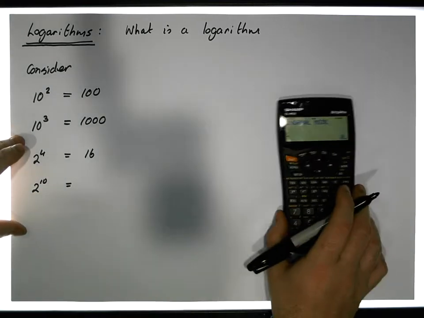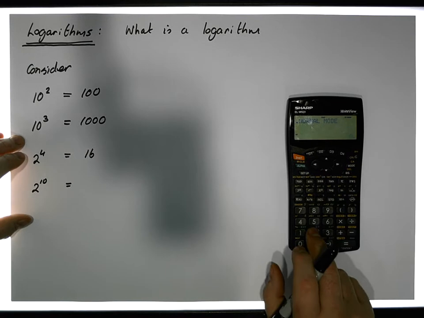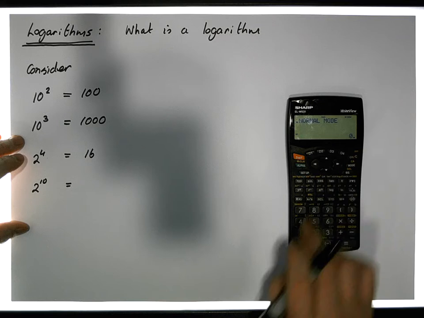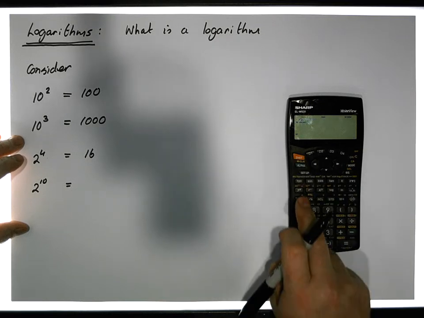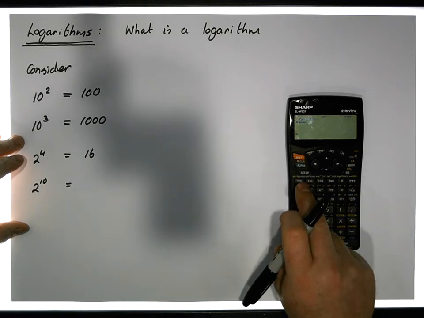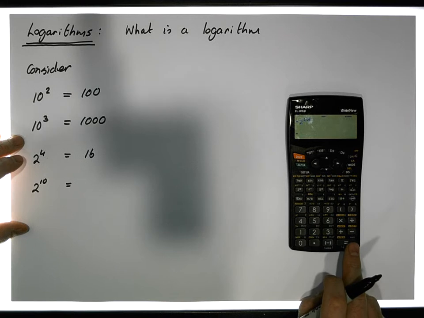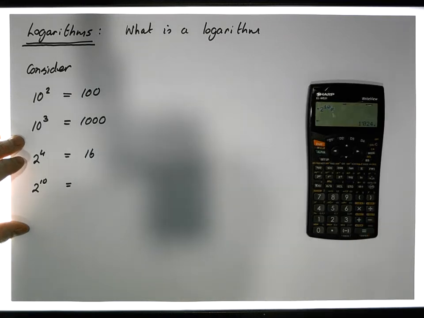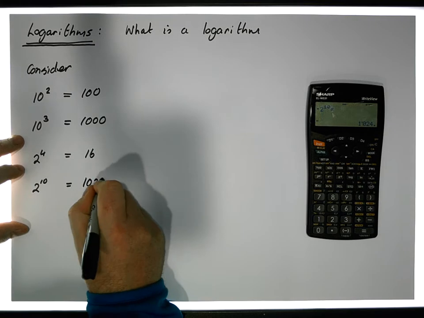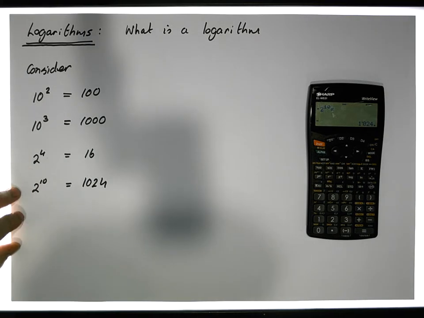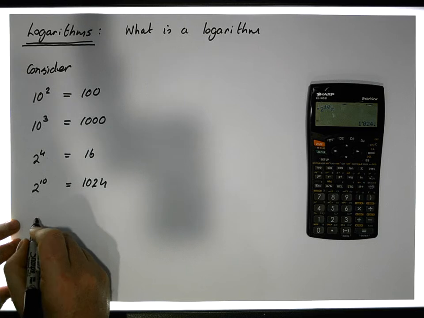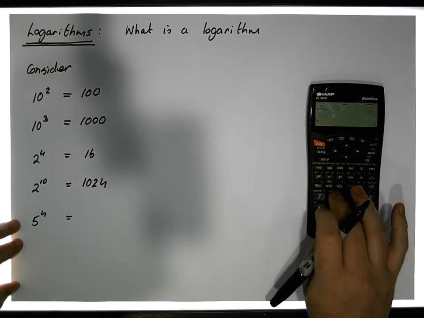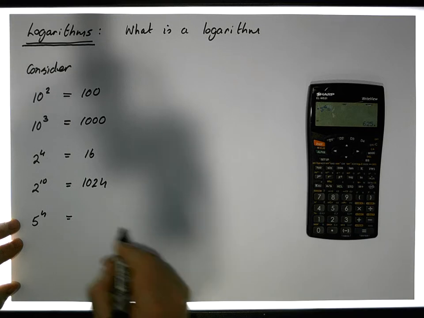Let me move over here so it's not as shady. So I want 2, second function, the power, 10. Oops, I got the square root there. So 2, second function, the power, 2 to the power of 10 is simply equal to 1,024. What else could we do? We could say 5 to the power of 4. What's that equal to? 5 raised to the power of 4 is equal to 625.